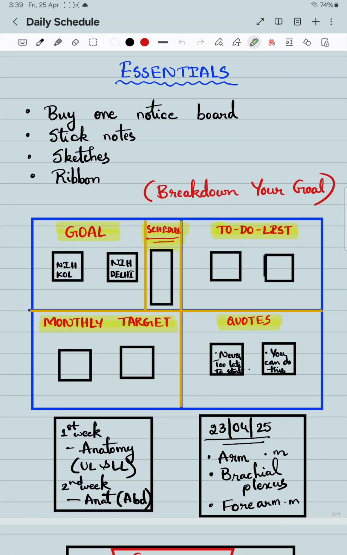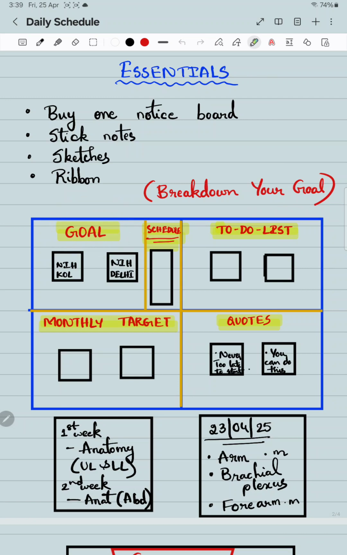First of all, it's really important to break down your goal. Visualizing your goal daily will help you stimulate your brain and also focus on what you want to achieve. So, get a ribbon and get it partitioned into four or however many boxes you want to have. First thing, have a box of goals.